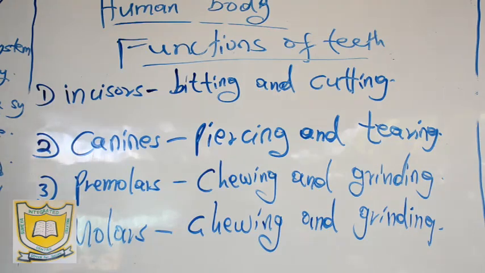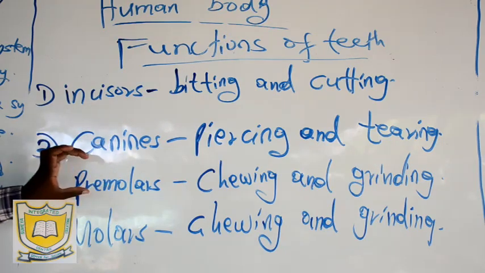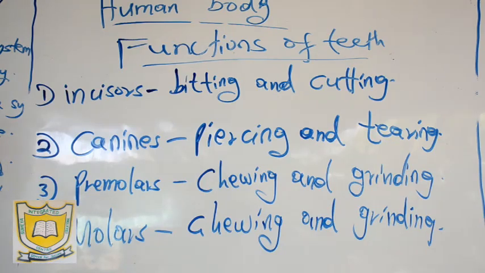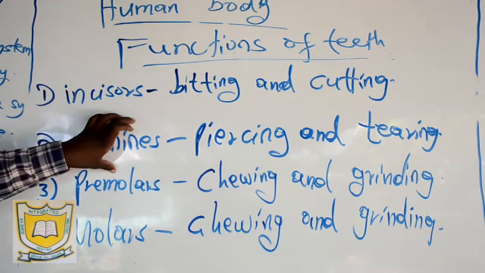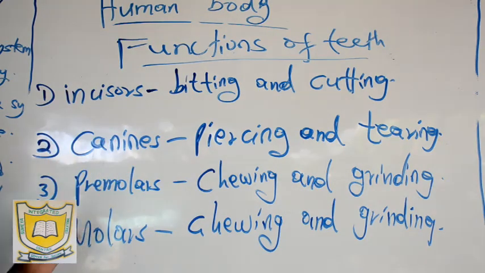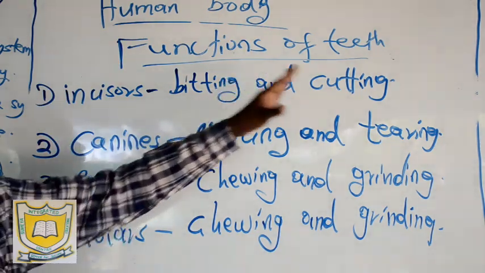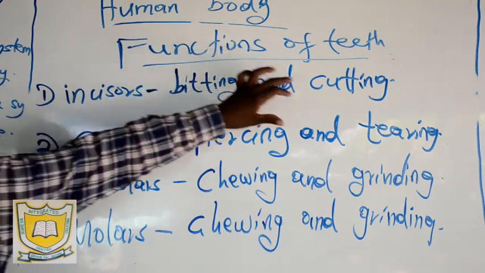Of the structure, we said that the incisors are chisel-like, the canines are pointed, the premolars are having uneven tops, and also the molars are having uneven tops. The incisors are having 1 root, the canines are also having 1 root, premolars are having 2 roots, and the molars are having 3 roots. Now what are the functions of the 4 types of teeth? You find that incisors are used for biting and cutting.